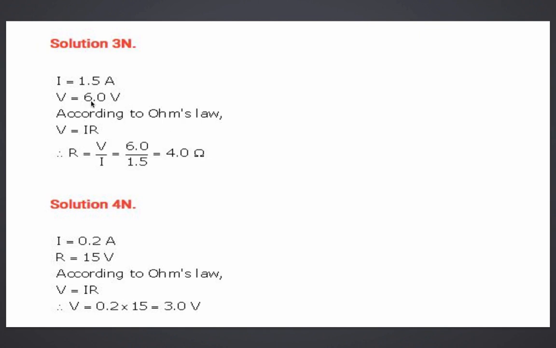I and V are given. So what's the formula for R? Shift it on the other side. I, take it on the other side. V upon I. What does it become? 6 upon 1.5. So again, remove the decimal point. It becomes 60 upon 15. 15 fours are 60. So answer comes out 4 ohm. What's the SI unit of resistance? Ohm. Clear this part, everyone?